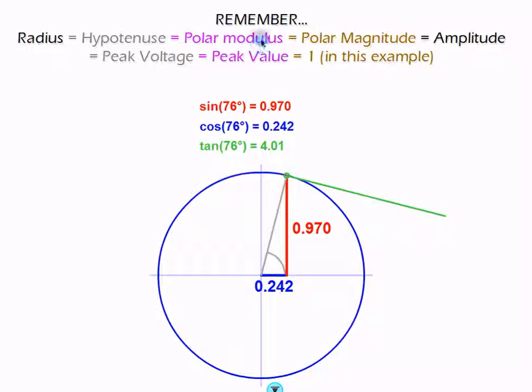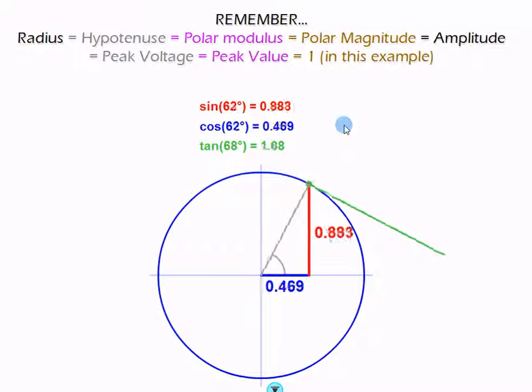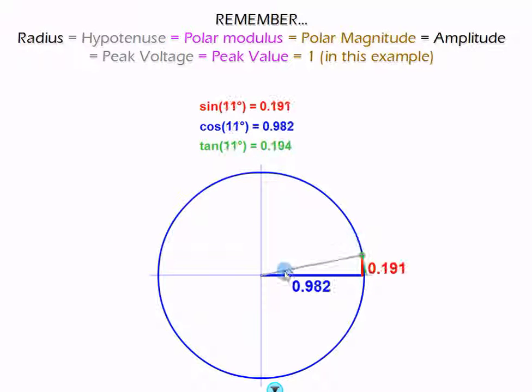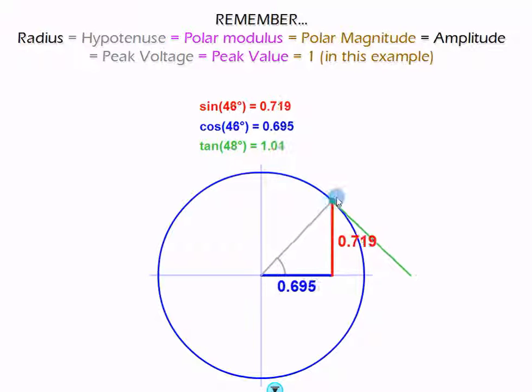If you do polar complex numbers, it's the length, if you like, of the polar number, which is known as the polar magnitude. In electronics, the hypotenuse here is known as the amplitude or the peak voltage. And in a unit circle, all that means is the length of the hypotenuse here, the grey line, is equal to 1. And that makes things easier just to compare. It's easy to compare something to 1 or to compare it to 100%, because of course 1 is 100%. It's 100 out of 100 is 100%, and that's 1.